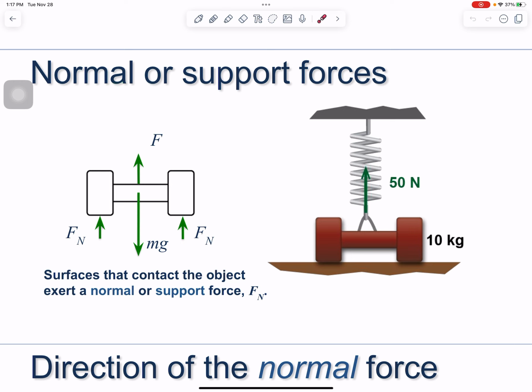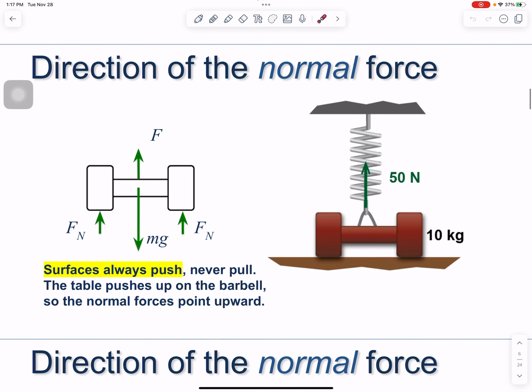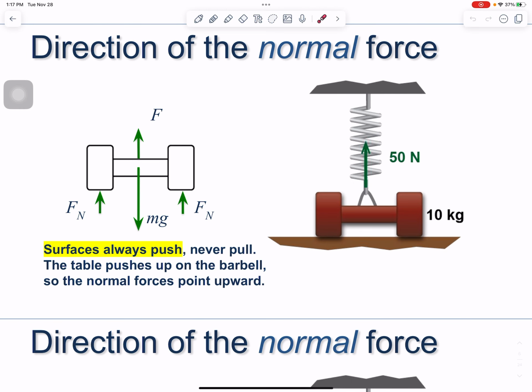So we're introducing this new type of force. We've looked at weight force previously. Now we're looking at something called normal force or support force, although it's not always a supporting force. But the idea is that when you have two solid surfaces that are in contact with each other, they exert a normal force or support force on each other. Another thing to recognize is that surfaces always push, they never pull.